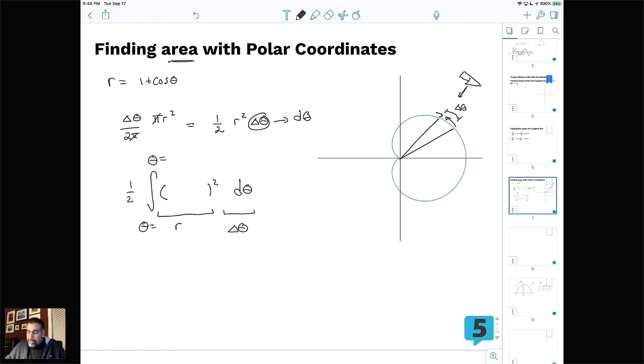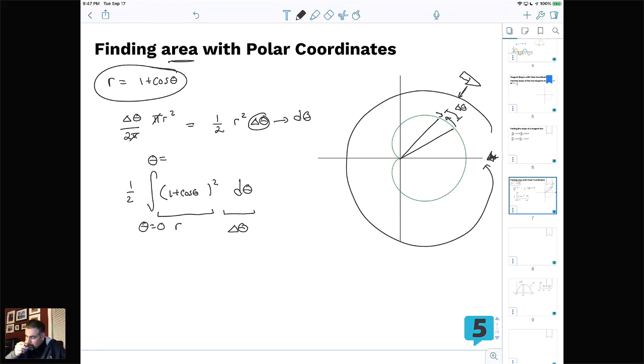So as we look at this one, if we understand that we're just adding up all those sectors, we now know that the radius in this case is going to be 1 plus cosine theta, and that's given up at the top. And now the question is, where's our first slice? Well, our first slice is going to happen right here, and that's at theta equals 0. And then we're going to keep slicing all the way around the circle until we get back to where we started, and we're going to go all the way around to 2 pi.